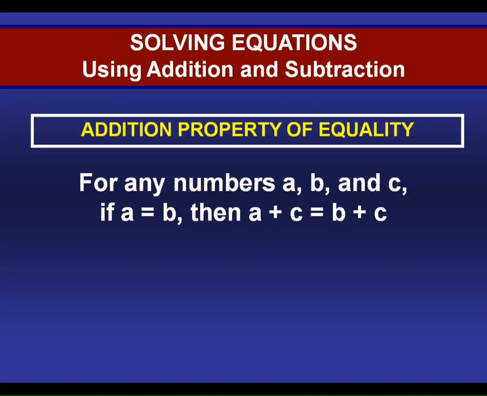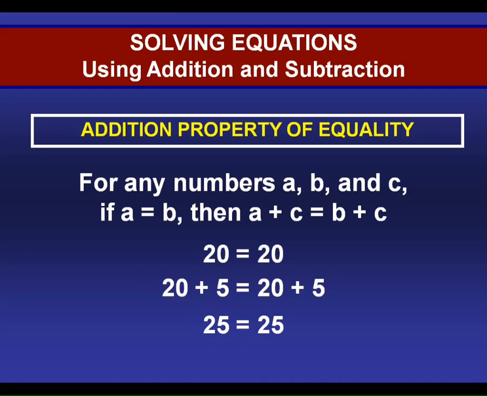The other thing is now how to solve these problems. Okay? And we do that with the addition or subtraction property of equality. This is the formal definition: if you have two numbers equal to each other and you add the same thing to both sides, it remains true. So for example, 20 equals 20 is a true statement. If I add 5 to the left-hand side of the equal sign and add 5 to the right-hand side, it's still true because 25 still equals 25.